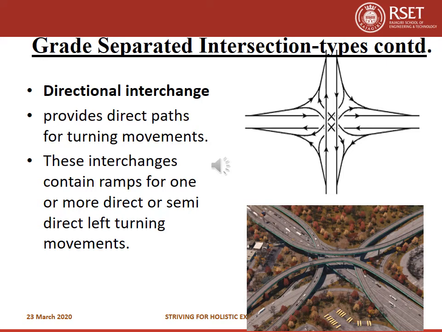This type of interchange is known as directional interchange. Here you can see direct ramps are present. We have seen in the previous slide that for direct ramps there will be 2 conflict points. But here, as this direct ramp is located at a higher elevation, vehicles can move smoothly without having conflict with the traffic in the lower roads.